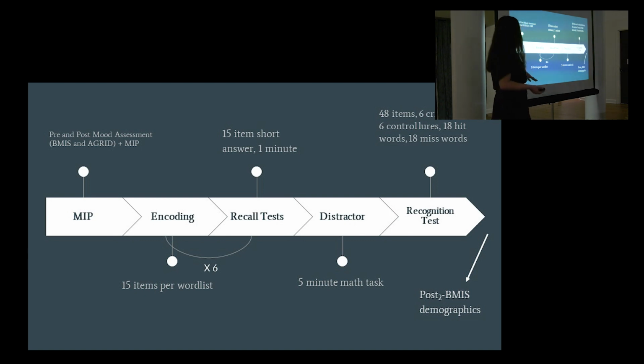So my overall procedure here was I gave them a pre-mood assessment questionnaire. I actually gave them 2 so that they could double check on each other. And then I put them straight into the mood induction procedure and then gave them an immediate post-mood assessment questionnaire. Following that, they went into the encoding phase, which is where I had them read 6 word lists with 15 items each. And in between each word list, they were given a recall test where I asked, recall as many words as you can from that list. You have 1 minute, go. So that repeated 6 times.